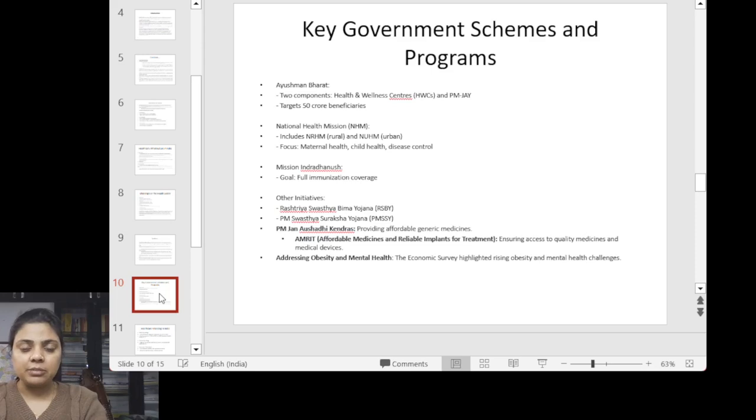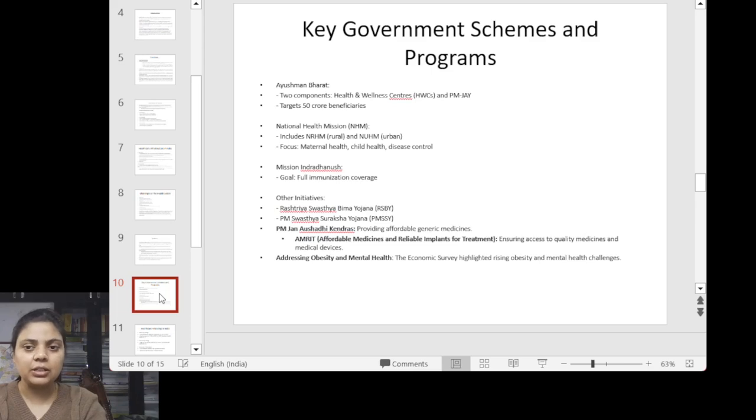Key government schemes and programs. I have not listed many, I have just focused on a few, like Ayushman Bharat, in which we can see the Health and Wellness Centres. Another is the National Health Mission, which I have included. Mission Indradhanush, full immunization coverage, is an important topic, and it has been asked in a previous year's prelims question paper also. The next is Rashtriya Swasthya Bima Yojana, which is about insurance related issues. And PM Swasthya Suraksha Yojana is another point.